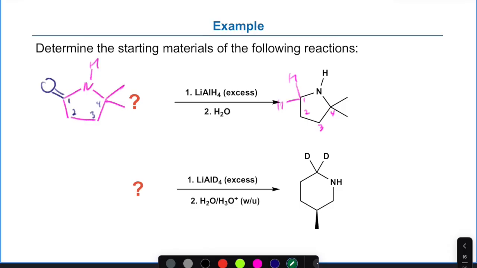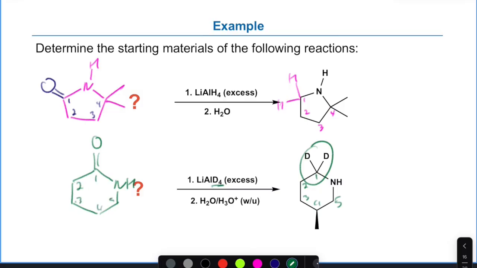Here you've actually got a marker. You've got deuteriums, and we came in here. So once again, counting 1, 2, 3, 4, 5, it has to be at carbon 1. So we're going to have a 6-membered ring. This is still going to be an NH. I'm going to have a carbonyl here at carbon 1.